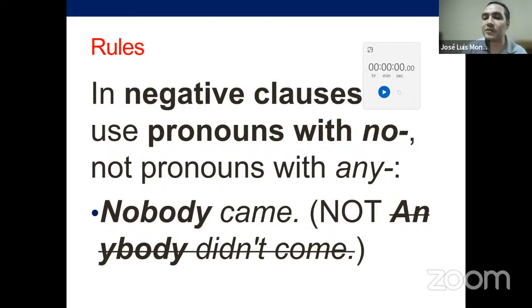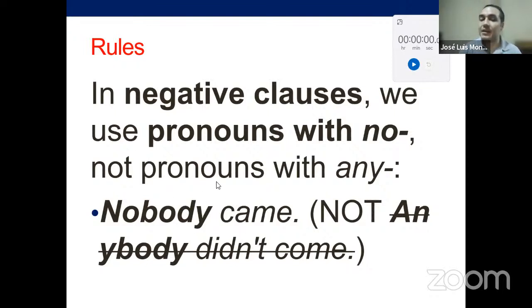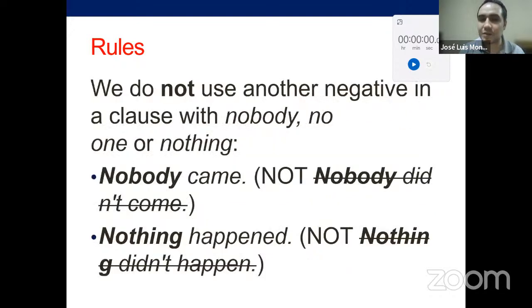Okay, it's incorrect if we say "anybody didn't come." It has to be "nobody came." All right, so we already saw that one as I was making the correction. So that's the thing. In negative clauses, let's use nobody instead of anybody at the beginning of the idea with affirmative sentences. All right, and with this one, I believe we don't have problems. If you have questions, let me know.